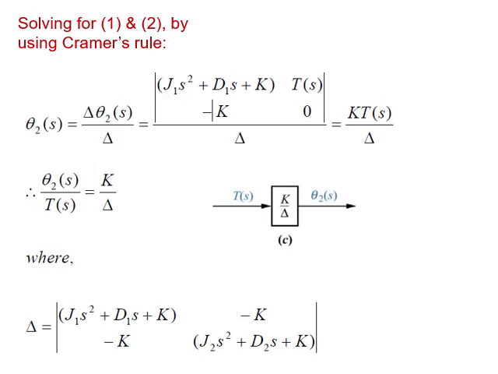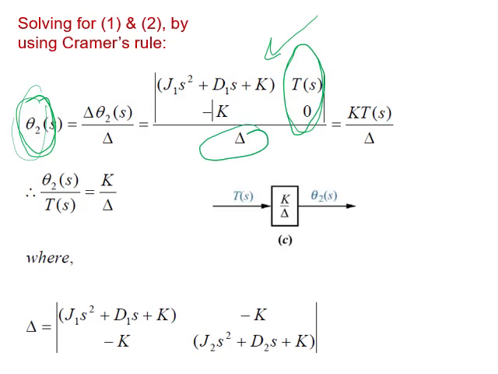So now if I develop the equation as you have seen earlier, simply we can solve the two equations for theta2. When I solve the equations for theta2, we are going to use Cramer's rule as usual. We will find that since I'm calculating theta2, the coefficient of theta2 is to be replaced by T and 0, divided by delta, the coefficients of theta1 and theta2 from both equations. So finally, I will find that the transfer function theta2 over T equals K over delta, where delta is shown here.